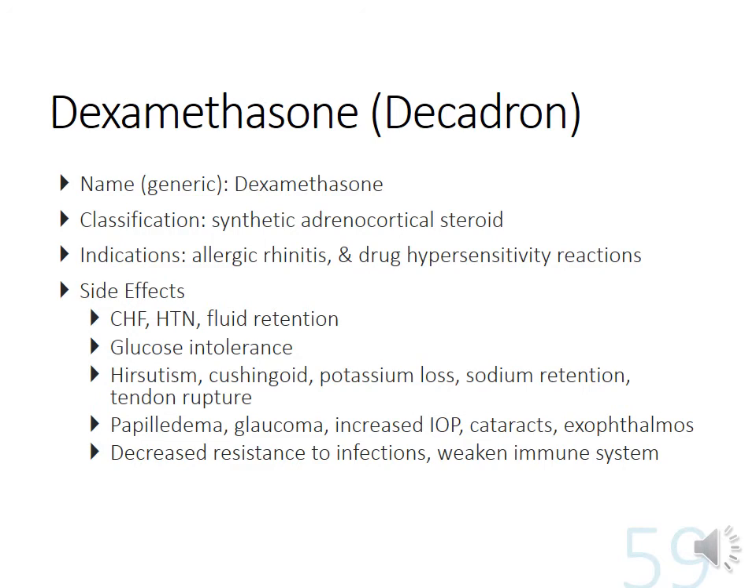So one of the common ones you'll see being used is dexamethasone, otherwise known as Decadron. Again, this is going to be working as a glucocorticoid. It's going to be useful for things like drug hypersensitivities or really any hypersensitivity, allergic rhinitis. You'll notice here that the side effects are going to be much more extensive than you would see with the nasal corticosteroids, because again, this is affecting the entire body.